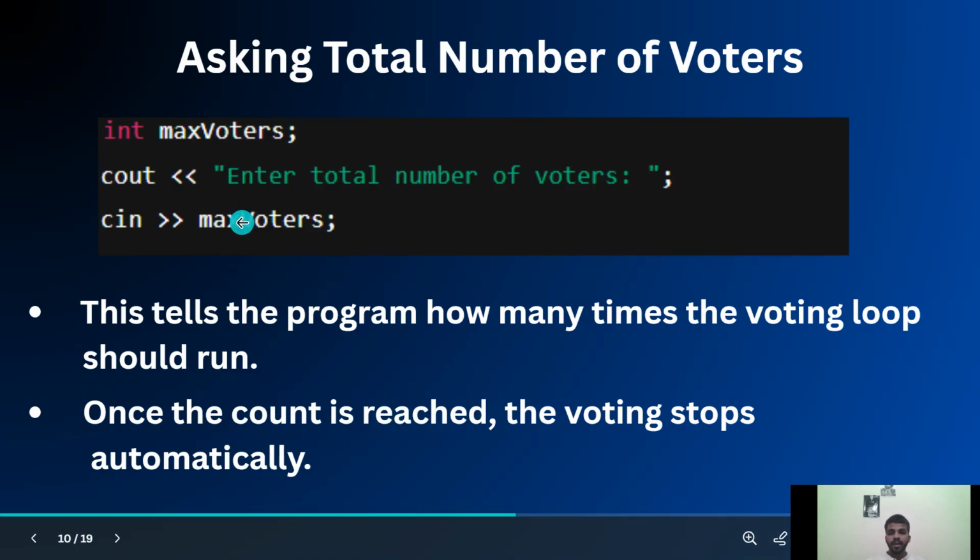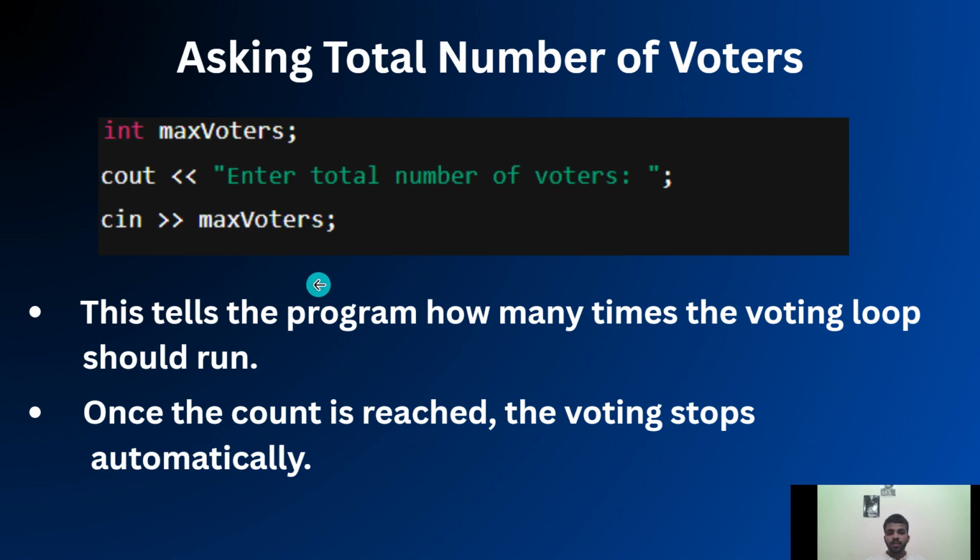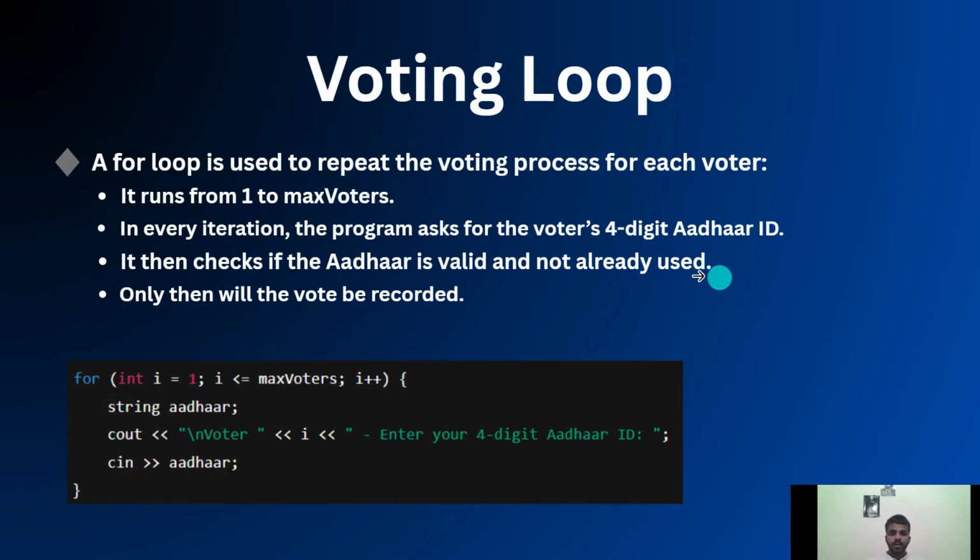For example, we take five voters in the election. Then it detects that and the voting will run from 1 to 5. I will show that in the next slide. There will be voting loops. Now go to the next slide.